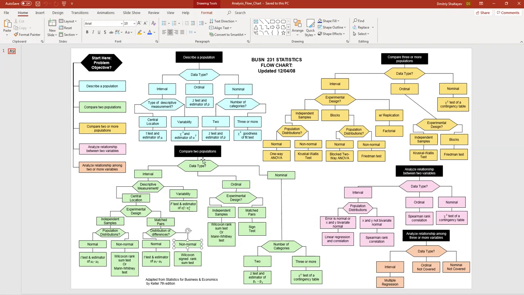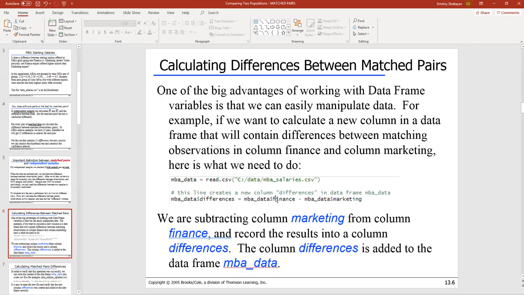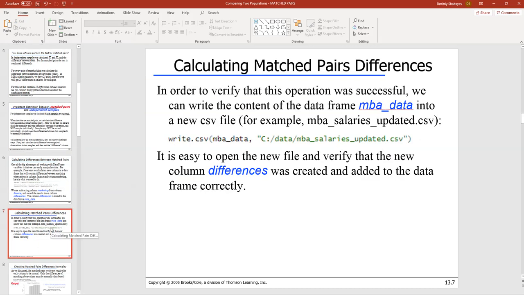Okay, so therefore let me go back to my analysis flowchart. So I'm right here, right? I know that these are matched pairs. Distribution of differences, are they normal or are they non-normal? Well, the answer is normal. We just saw it. Therefore, I can go ahead and use the t-test. All right, so I know that I need to use the function t.test, but before we do that, of course, we have to formulate our hypothesis, right? So what is it that we're testing?